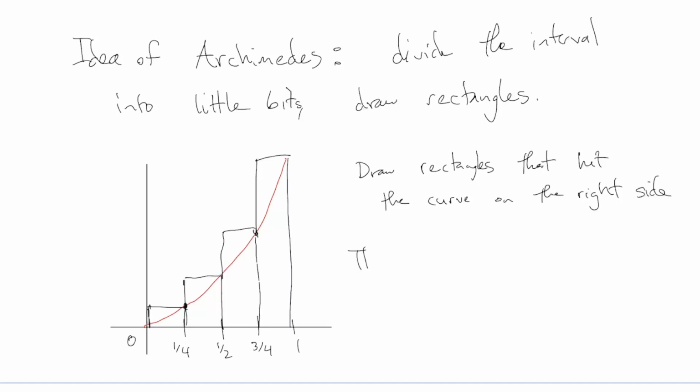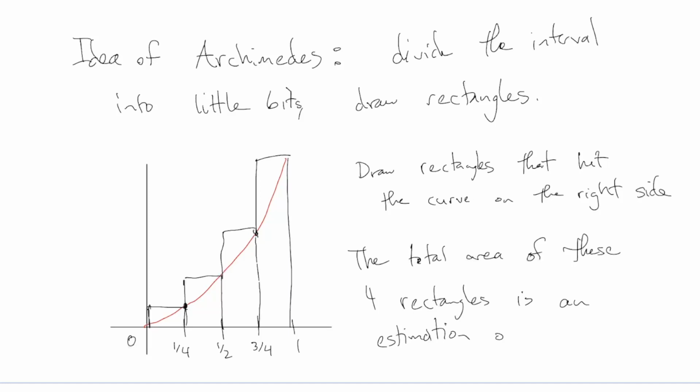And then I'm going to say the total area of these 4 rectangles is an estimation of the area under the curve, right? I would say those 4 rectangles is an overestimation because they are bigger than the area under the curve. But it's still something, right? The total area of these 4 rectangles is an estimation of the area under the curve.